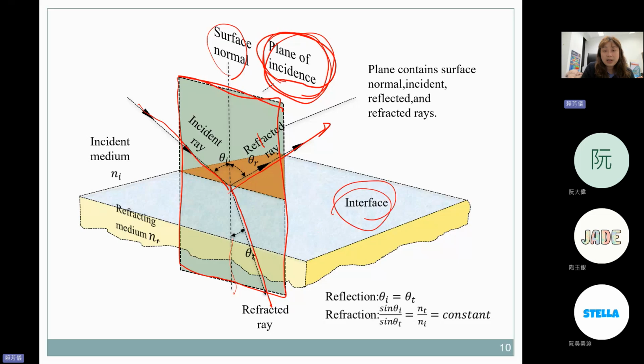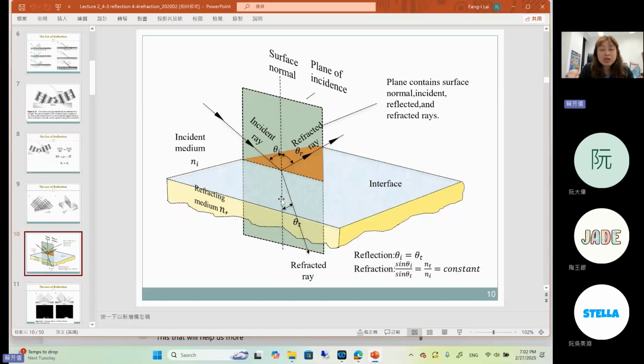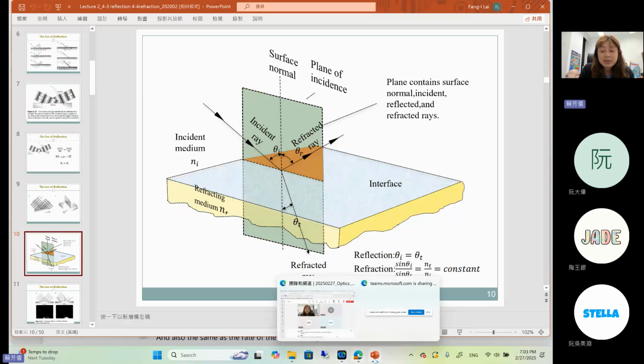Okay, so this will help us give a clearer definition of the law of reflection, and also for the refracted ray. So later we will see.